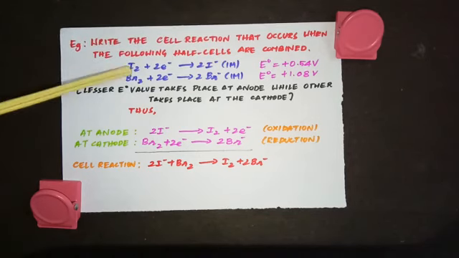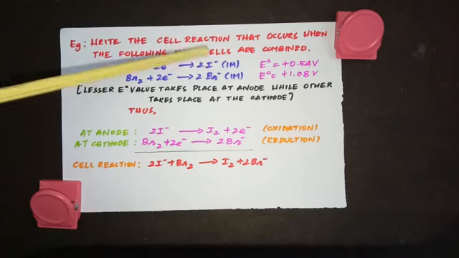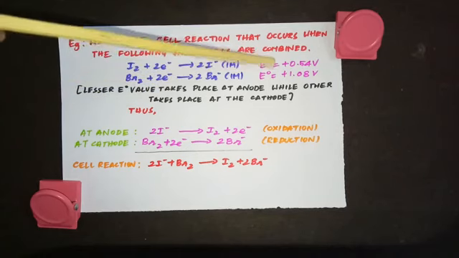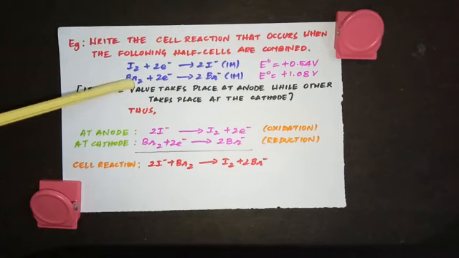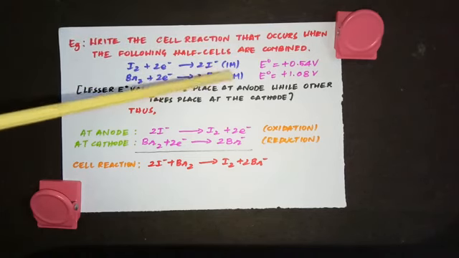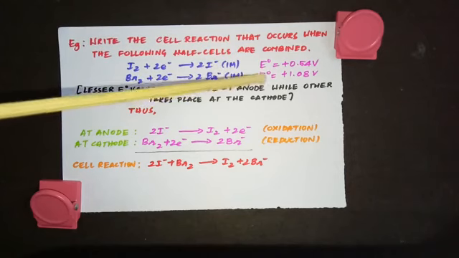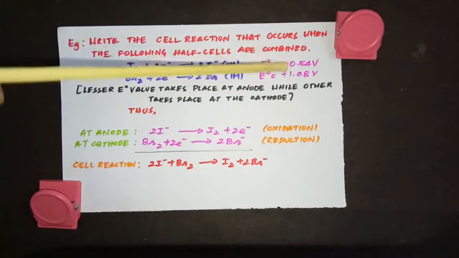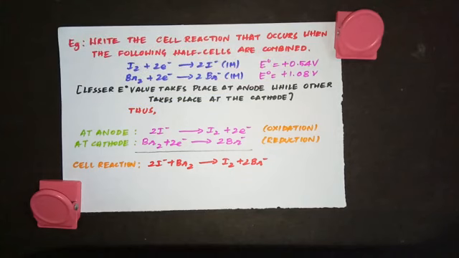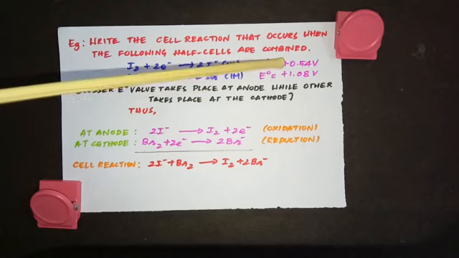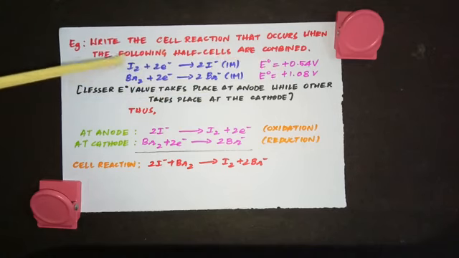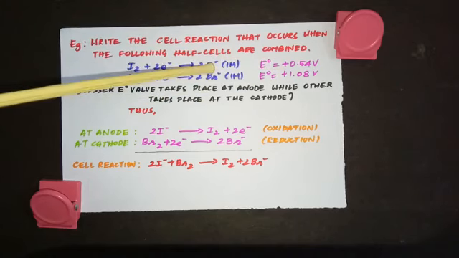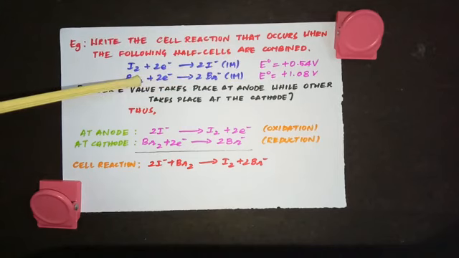So they have given you I2 plus 2 electrons giving you 2I minus. For that the E0 value is plus 0.54. And for the next reaction, bromine plus 2 electrons giving you 2 Br minus, again the concentration is 1 molar, the E0 value is plus 1.08 volt. Comparing these two values, the lesser E0 value will take place at the anode while the other takes place at the cathode. So the lesser value is 0.54, so this reaction is going to take place at the anode and this reaction is going to take place at the cathode.